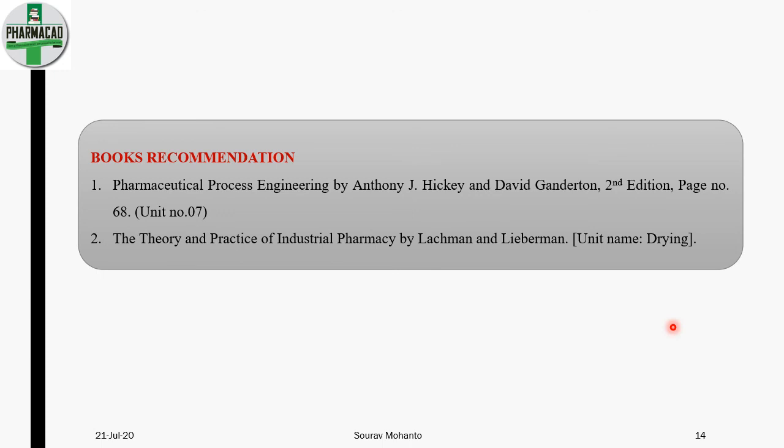There are two books which I will recommend. The first is Pharmaceutical Process Engineering by Anthony J. Hickey and David Ganderton, which is a highly recommended book for any pharmaceutical engineering unit. You can follow unit number 7, where you will find this drying process. You can also follow Theory and Practice of Industrial Pharmacy by Lachman and Lieberman, where the unit is named drying.